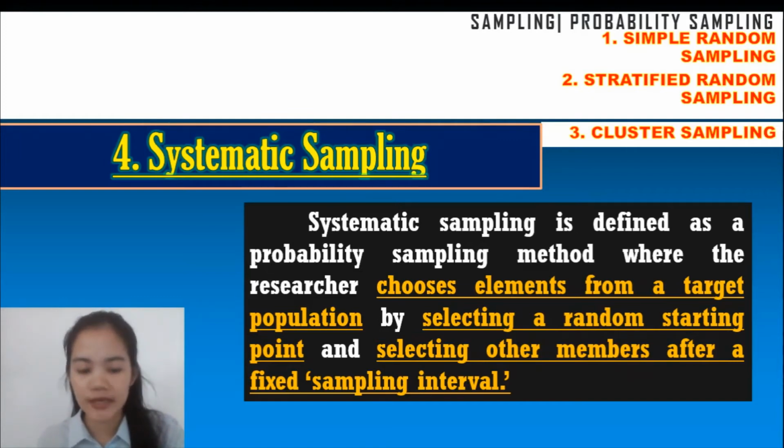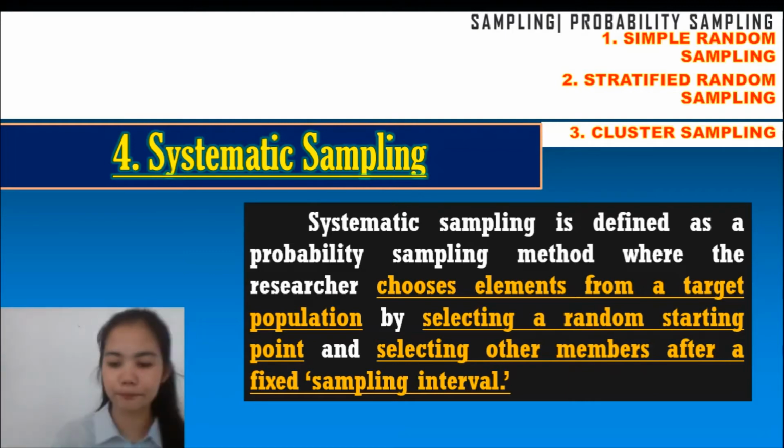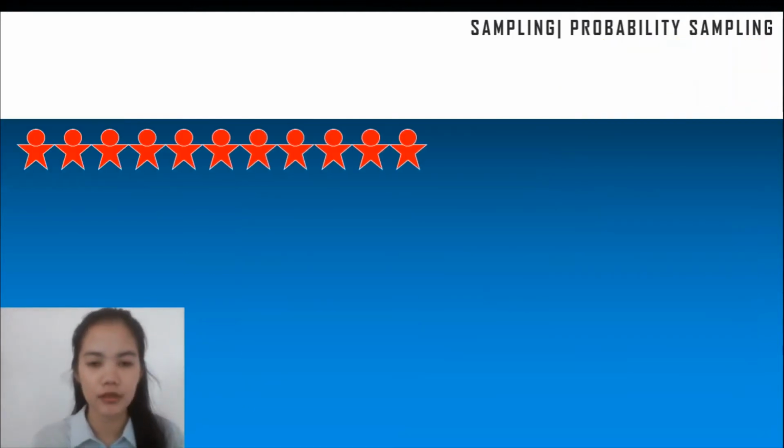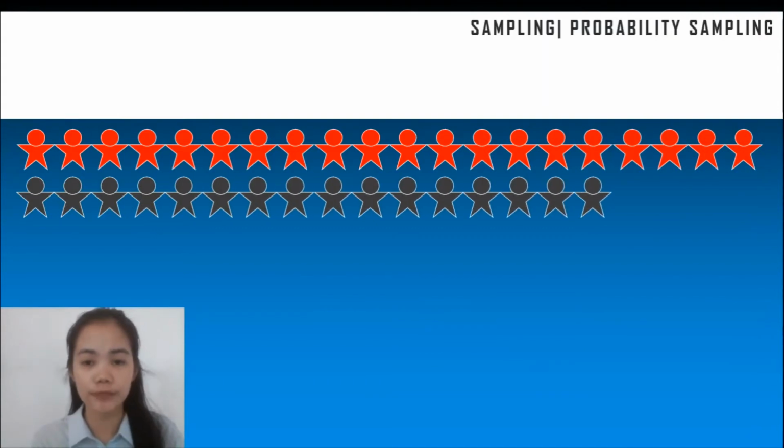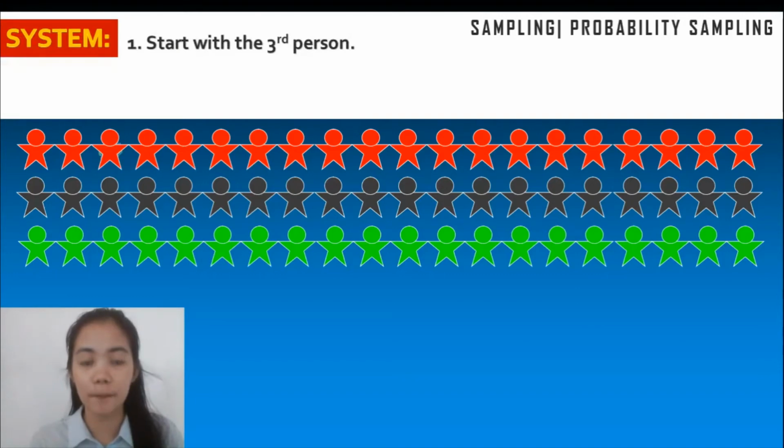How? First, the first unit is selected randomly. That is the starting point. And then, stratified random sampling exists when the k unit, or the sampling interval, is selected. It is called strata. For example, this is the population. We are going to select our first unit randomly. Let us assume we randomly select the third person.